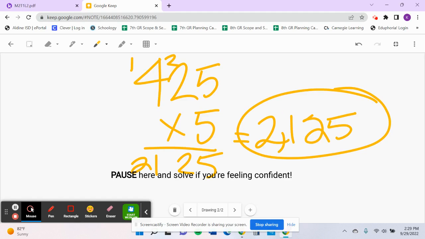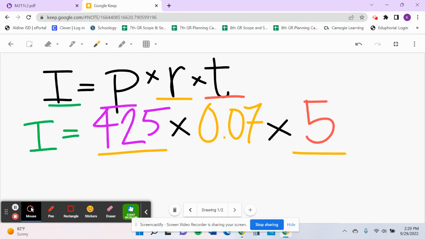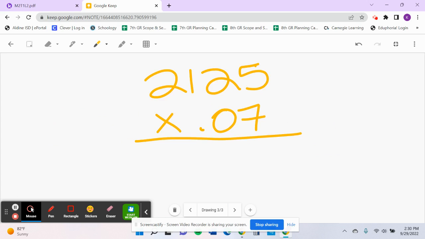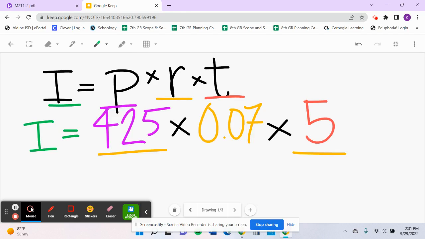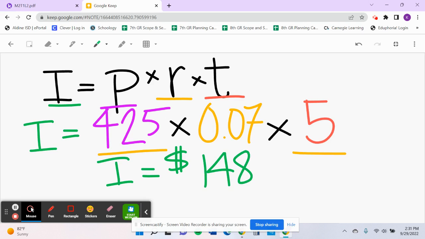You should have gotten 2,125, but we are not done solving yet because we now need to multiply that by 0.07. Go ahead and set that up. You should set up your multiplication just like this. If you can solve on your own, go ahead and do that now. The answer you should have gotten was 148 and 75 hundredths, which if we put that back into our equation, we can now say that I, or the interest, is equal to $148.75.